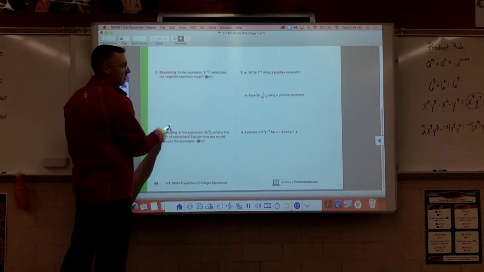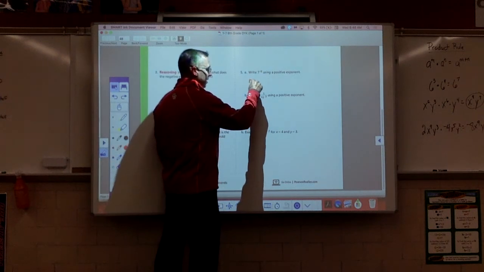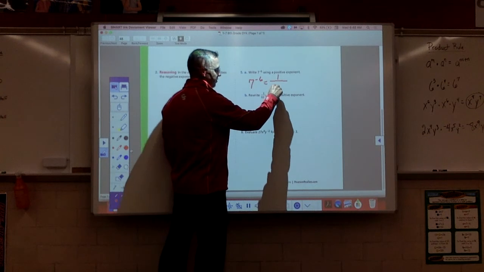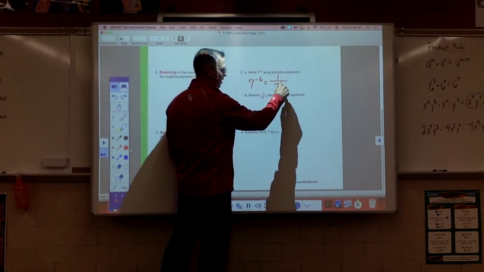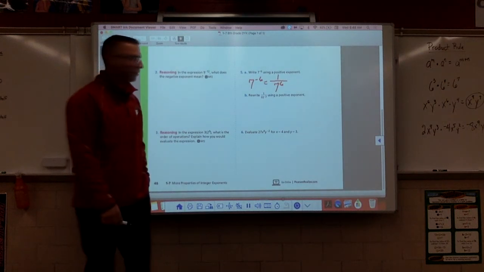5A. Here we go, people. Write that using positive exponents. Folks, once again, we're going to take 7 to the negative 6th power. Numerator of 1, base number of 7, opposite of negative 6 for the exponent. So it's 1 over 7 to the 6th power.